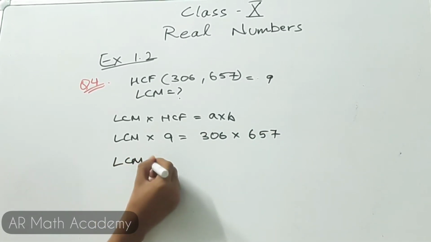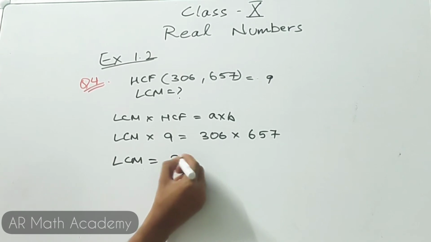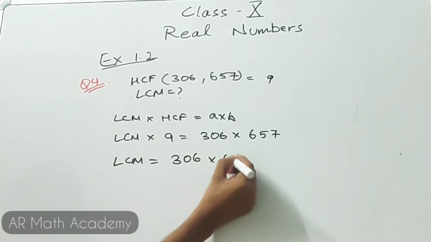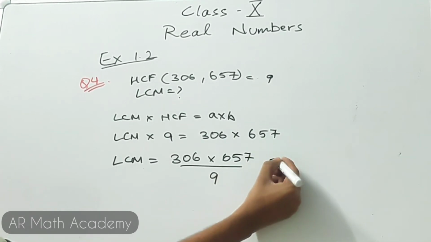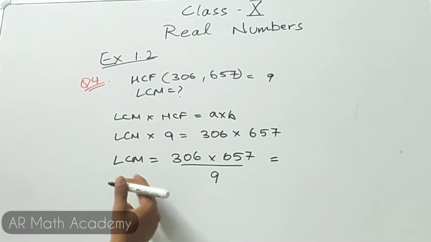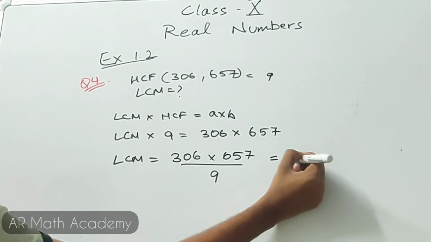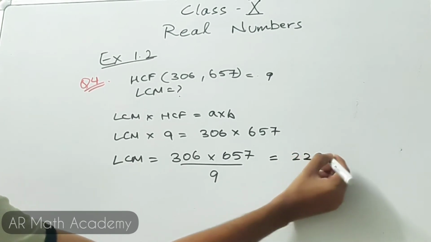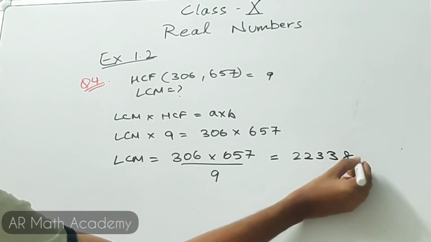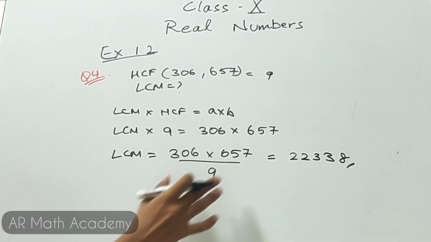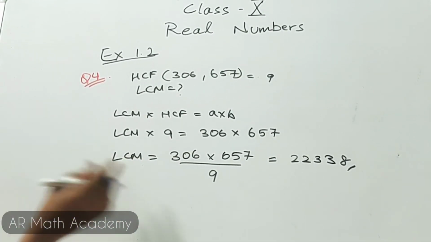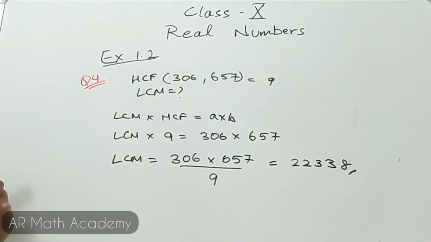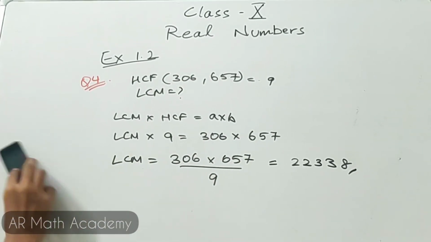LCM equals, bringing 9 to the denominator, 306 times 657 divided by 9. After all the cancellation, you will get the LCM of this to be 22,338. So after all the cancellation, you will get 22,338 as the LCM of the given two numbers. So that was question number 4 of the exercise.